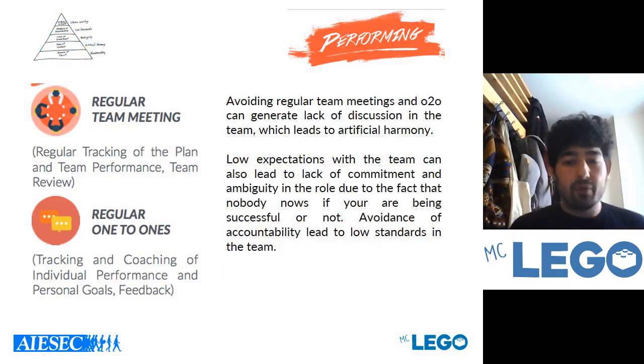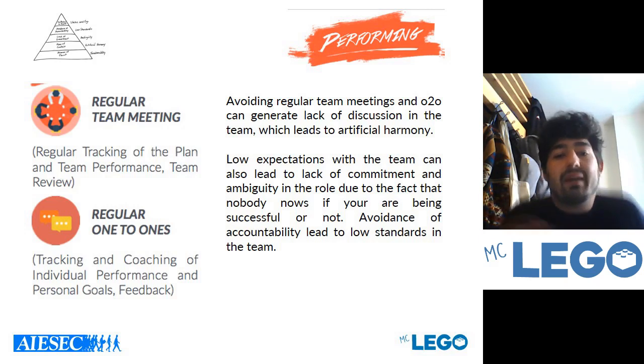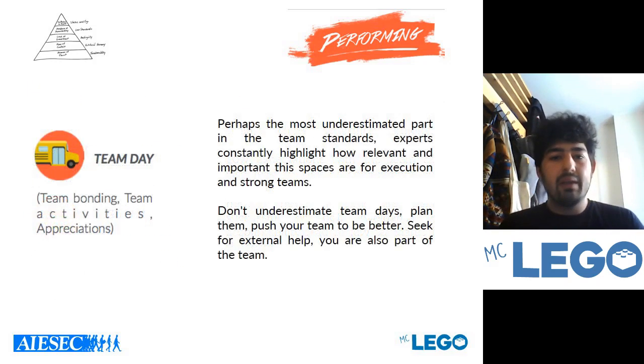But still in the performing phase, it's also about the 5 dysfunctions, because avoiding regular touch points generates lack of discussion, which leads to artificial harmony. And then low expectations with the team can also lead to lack of commitment and ambiguity in the role, to the fact that nobody knows and nobody checks if the team is successful or not.